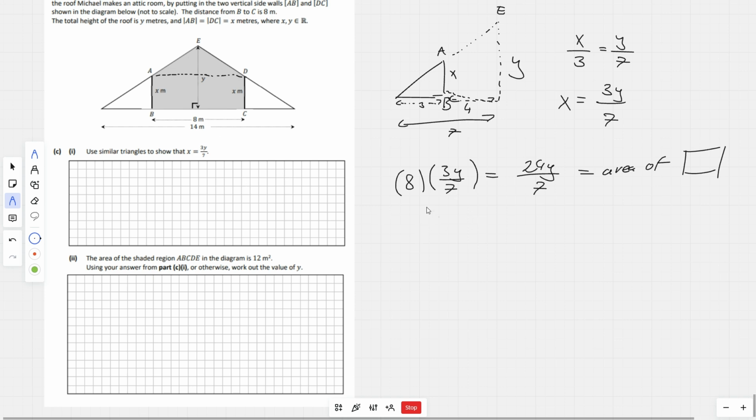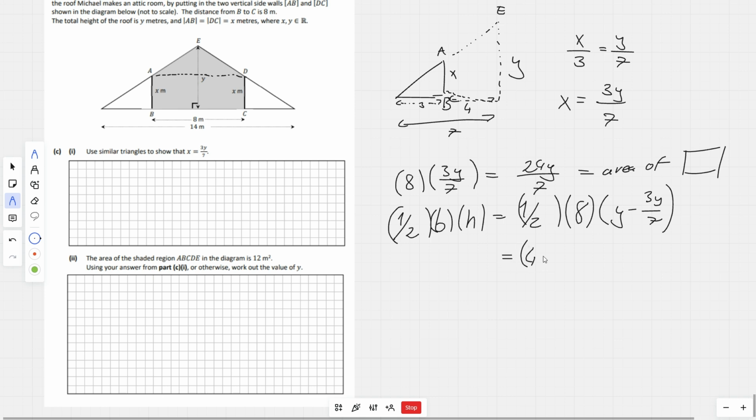So our base will be 8. So remember, the formula for the area of a triangle is half the base by the perpendicular height. The base will be 8. So getting that from here, it's the same sort of as the length of the rectangle. And then the height, that will be y minus x. So it'll be the difference between y and x. So it's all of y taken out the x. So it'll be y minus 3y over 7. So half by 8, that would just be 4 by y minus 3y over 7.